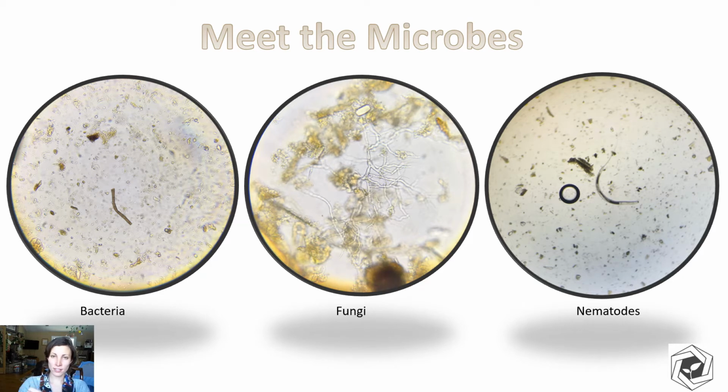And do they eat bacteria? Do they eat fungi? Do they eat other nematodes? So they're called predatory nematodes. Or does it look like they eat plant roots? So those are the 4 main types.